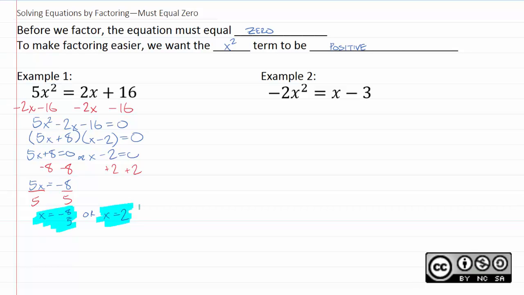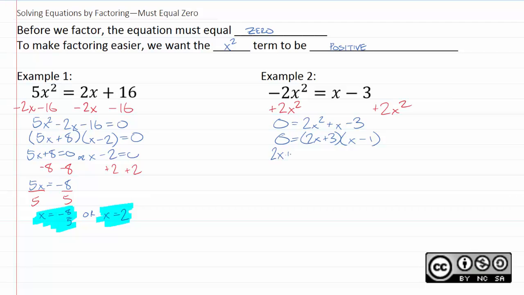Let's try the same thing with example 2. This time our x squared term is negative, and again we want it positive, so it's a lot easier to just add 2x squared to both sides. And so now I'll have 0 equals 2x squared plus x minus 3, and that factors into 2x plus 3 times x minus 1.